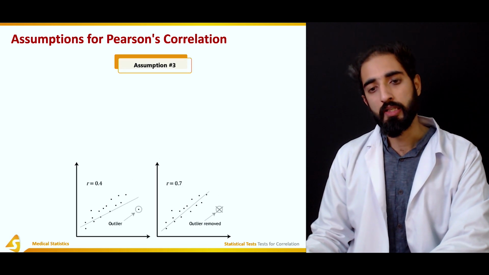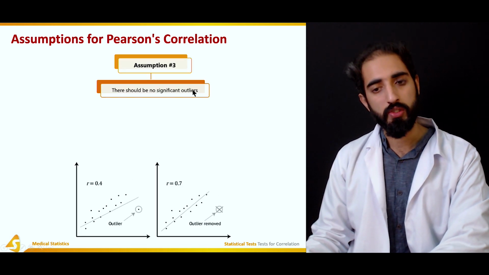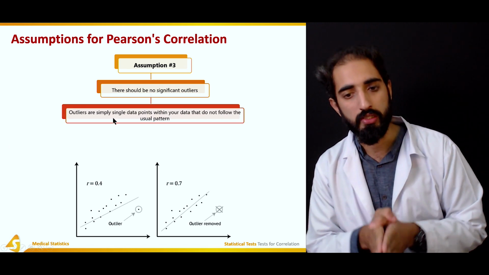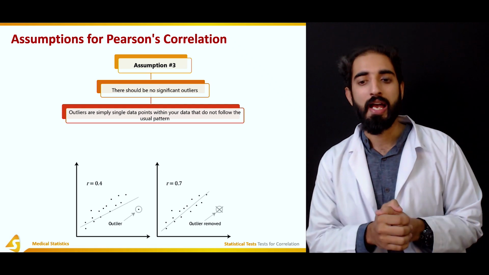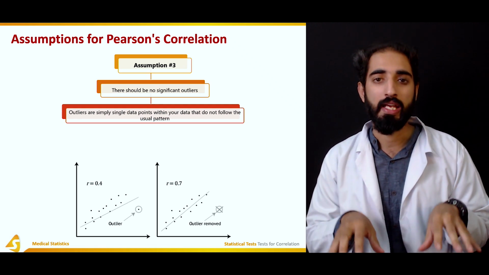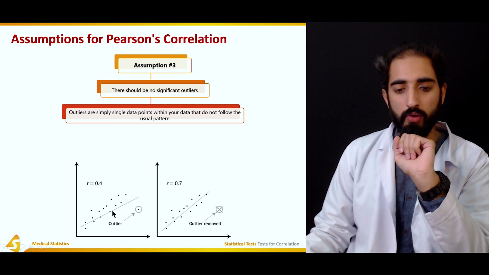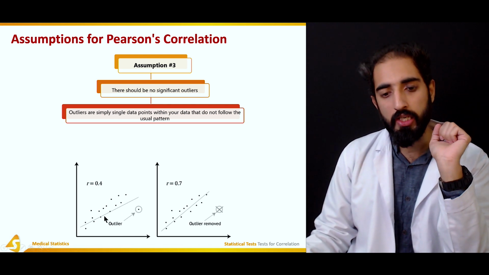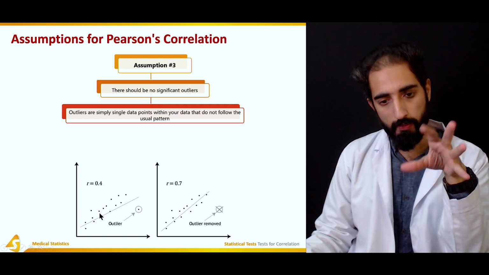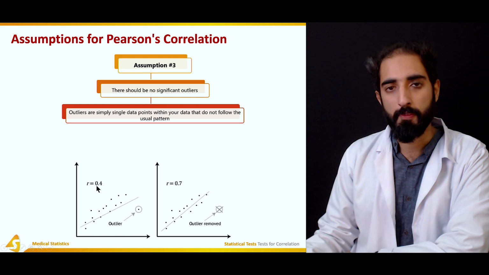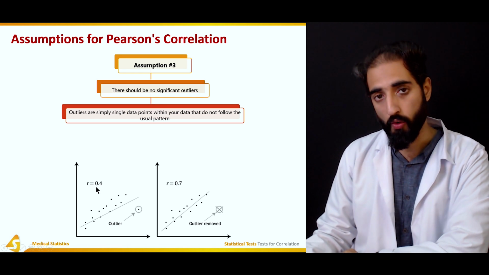The third assumption is that there should be no significant outliers, and outliers are simply single data points within your data that do not follow the usual pattern, and they can affect the interpretation of the results. How? Just take a look at this example. Here we have a linear relationship between two variables, and we find the Pearson correlation, which was found to be 0.4.